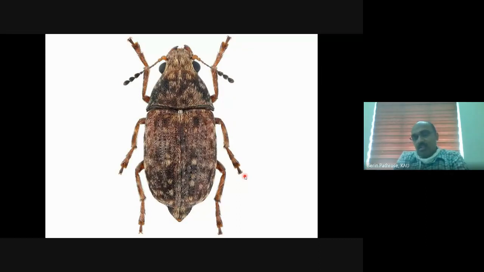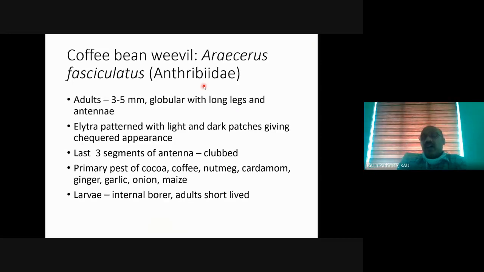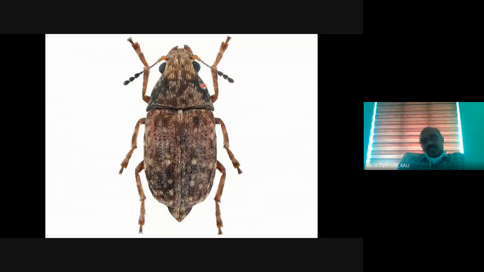It will be difficult to identify. But here we have long legs as well as antennae. And see the antennae, the last three segments are clubbed in nature. This is slightly bigger in size. And the elytra is patterned with light and dark patches giving a checkered appearance. See this. Maybe a pattern of chessboard or something, light and dark patches.